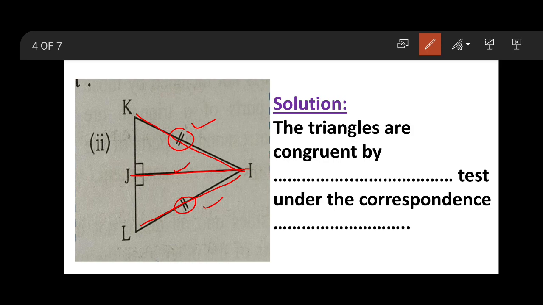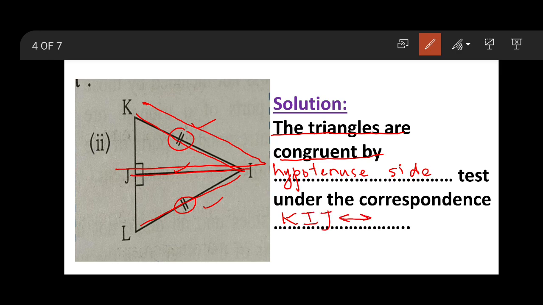So again you will write the triangles are congruent by hypotenuse side test under the correspondence. So again write the correspondence. How will you write? You will start with K. KIJ corresponds with, start from here, LIJ. KIJ corresponds with LIJ.